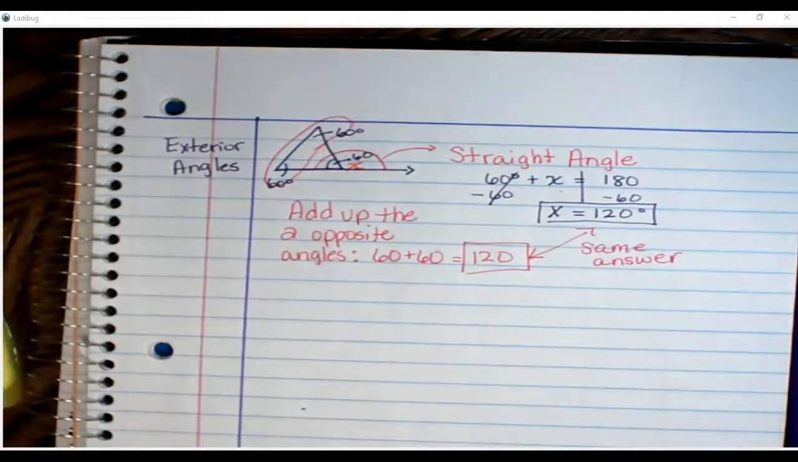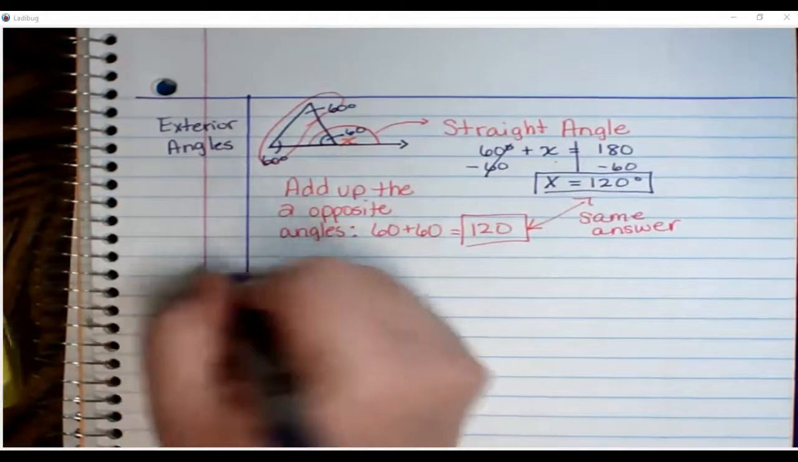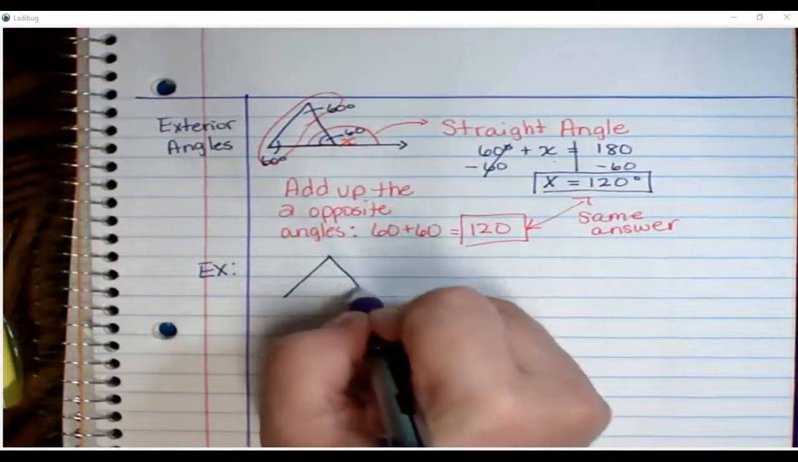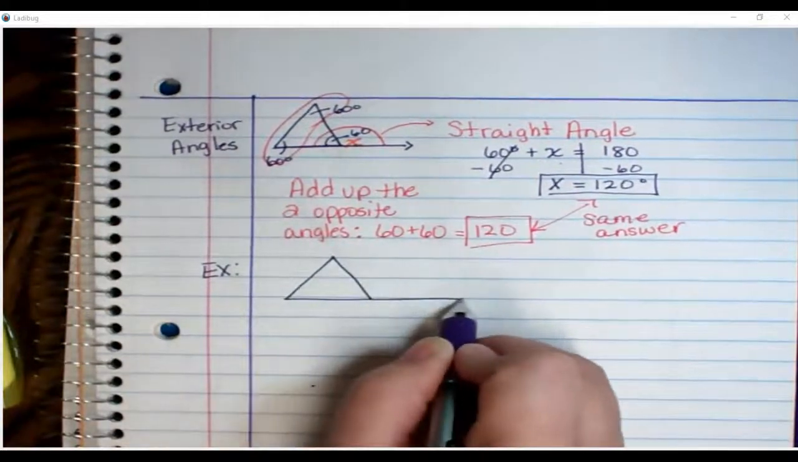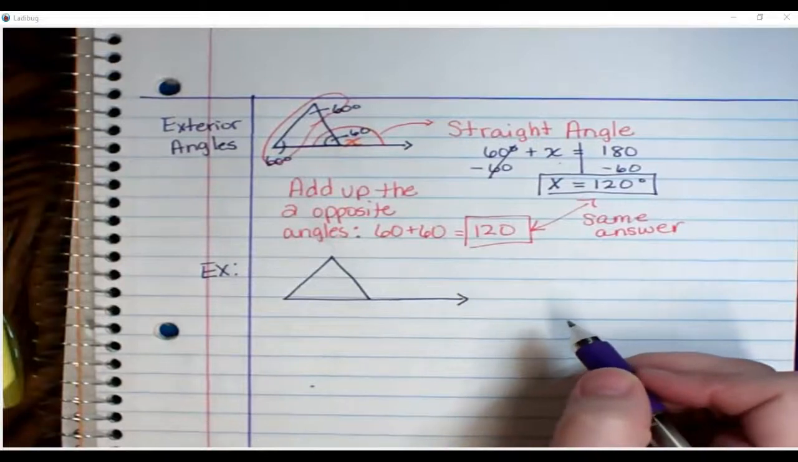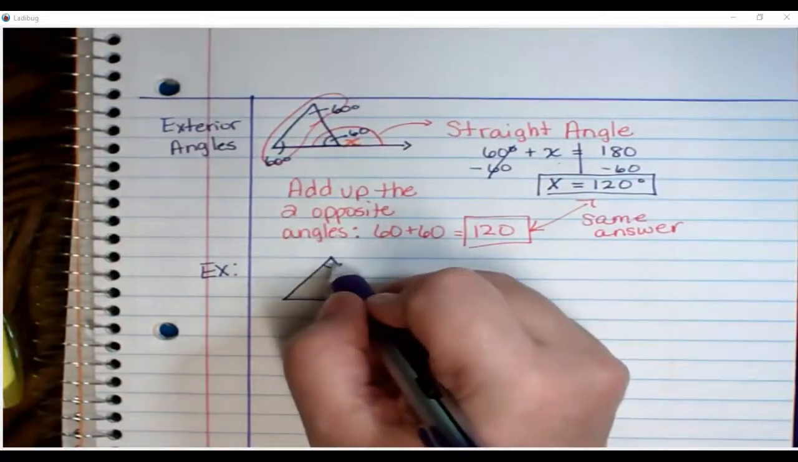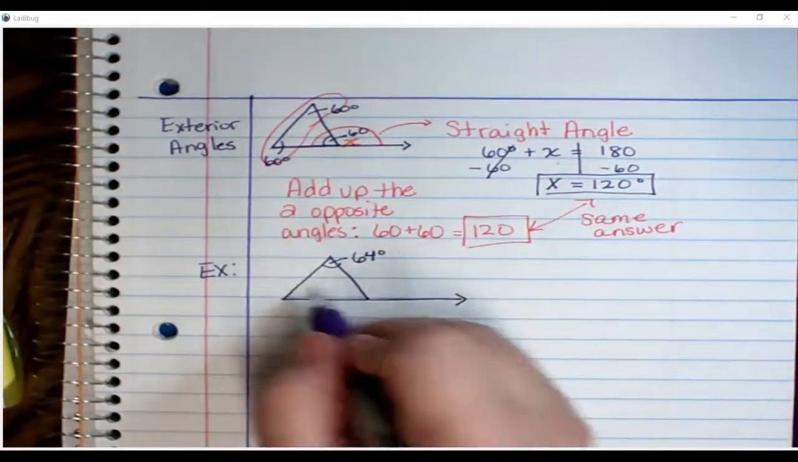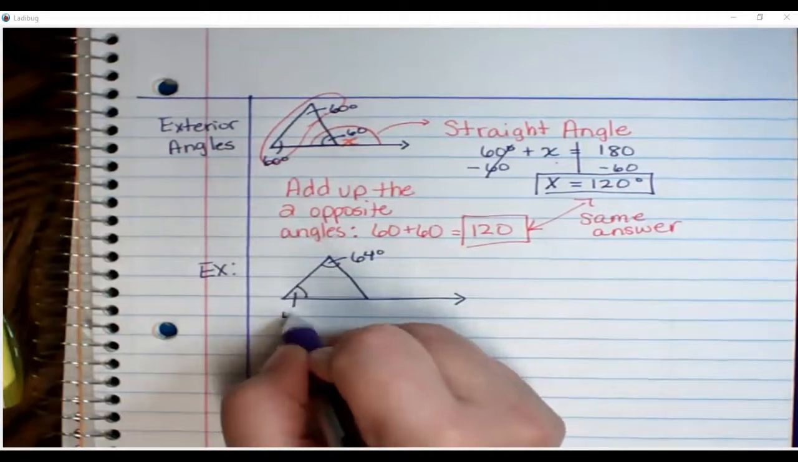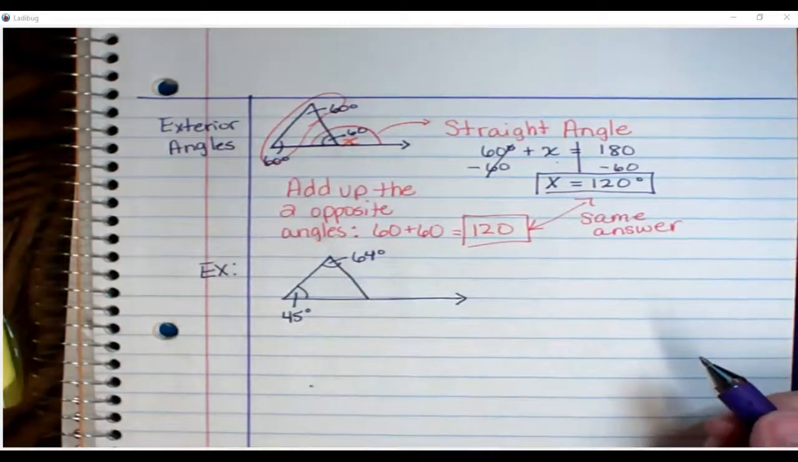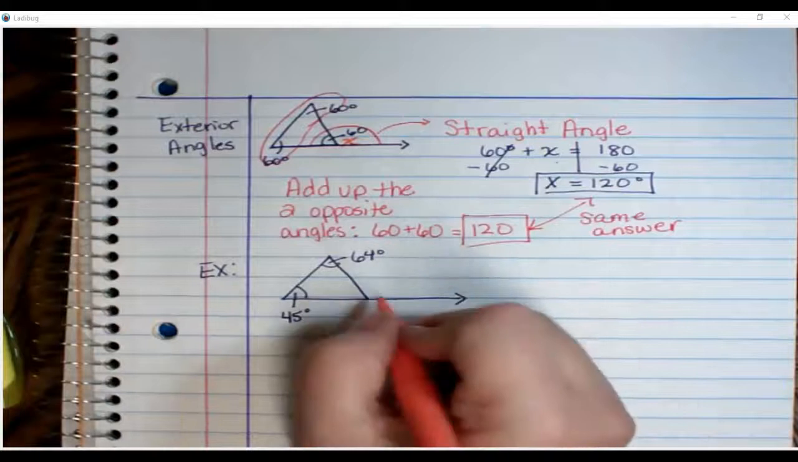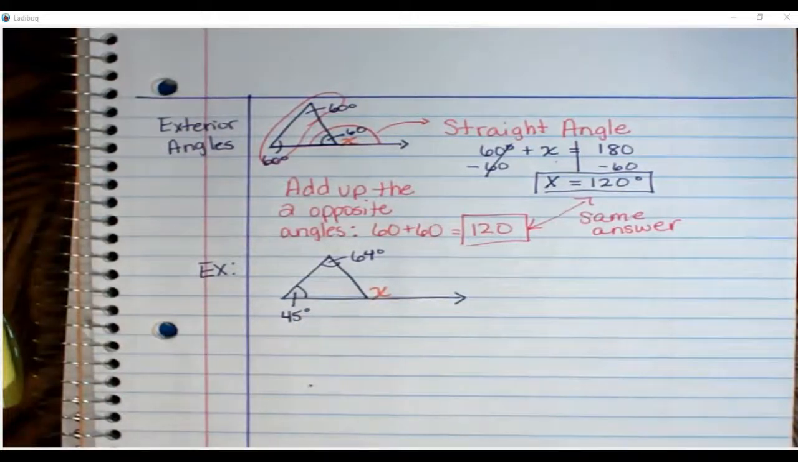All right, let's try another example. Maybe I have another triangle where the base extends. I know that this angle right here is going to be 64 degrees. This angle right here is going to be 45 degrees. I don't know this angle, so we're going to leave it blank. But I still want to know, what is the measure of angle X?